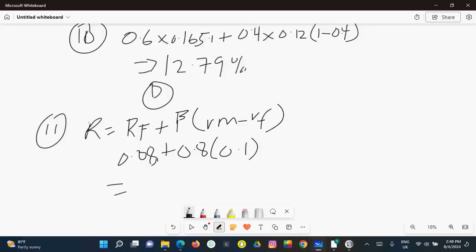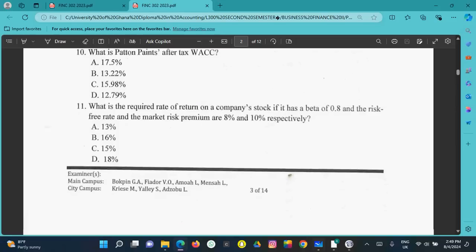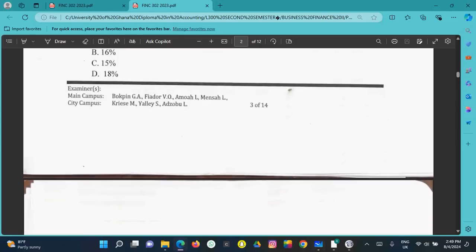So in all, we are going to get 16%, which is answer option B.